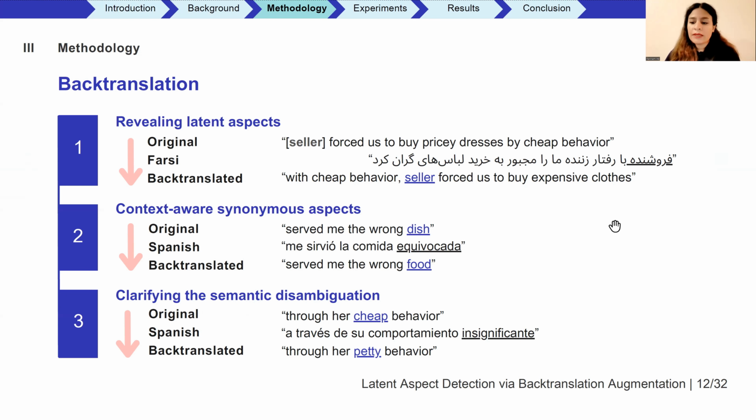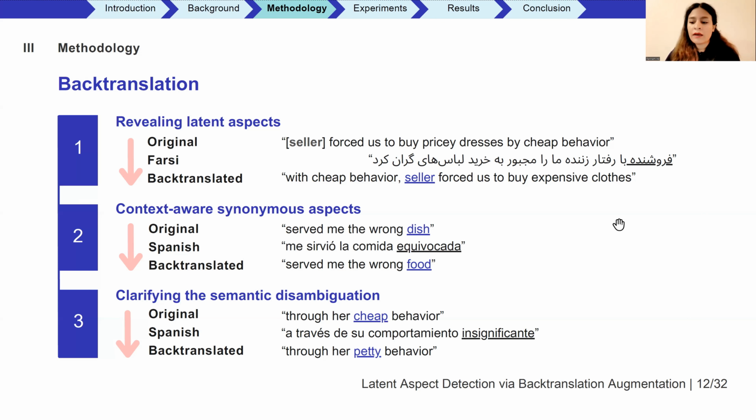And also, we believe that it can address out-of-vocabulary aspects by augmenting context-aware synonymous aspects from the target language to the original language, as opposed to simply doing synonym replacement. For example, if we have the review "served me with the wrong dish" in English, translated to Spanish and back translated to English, the word "food" comes up, compared to something like bowl or plate.